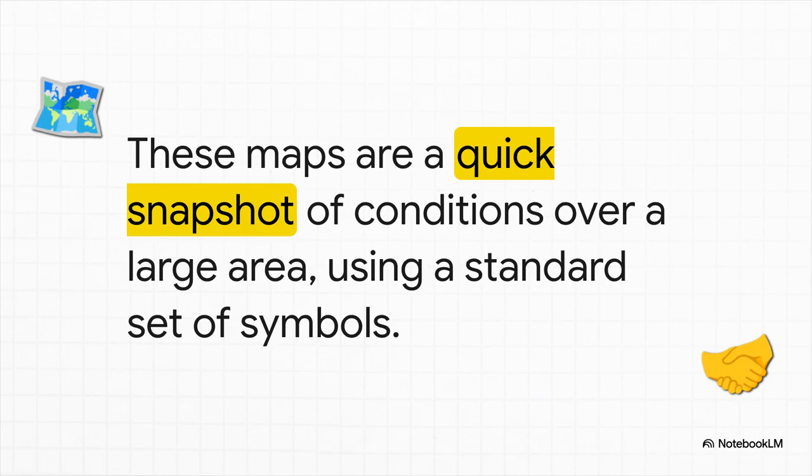And here's the really cool part. The key is that it's all standardized. This isn't just some clever shorthand one person made up. Nope, it's a universal language. That means a forecaster sitting in Tokyo can look at a map of Topeka, Kansas and know exactly what's happening, instantly. It creates this amazing global real-time picture of our entire atmosphere.